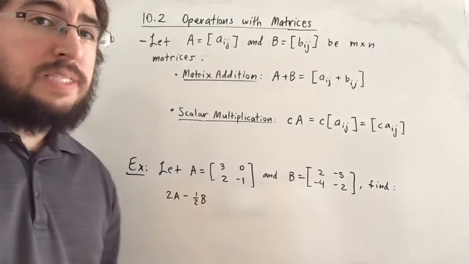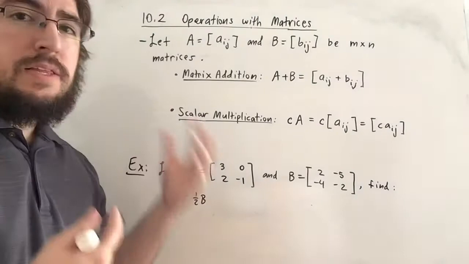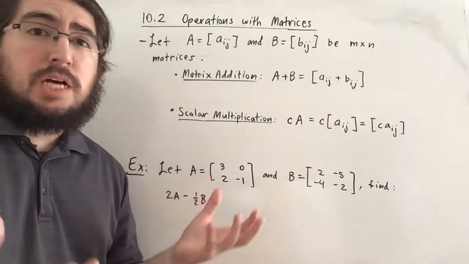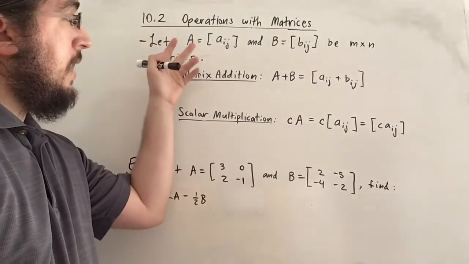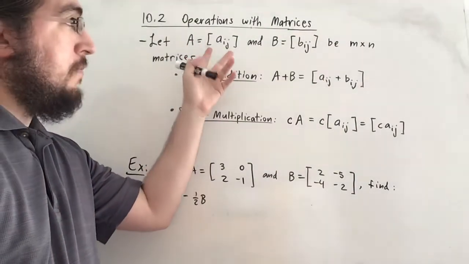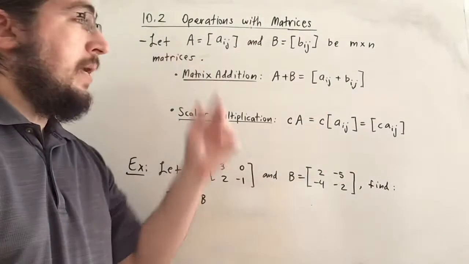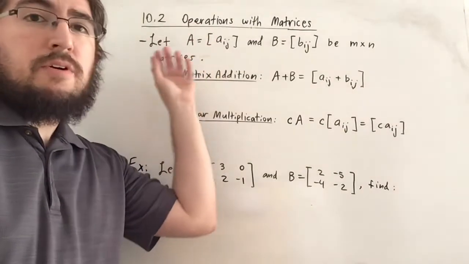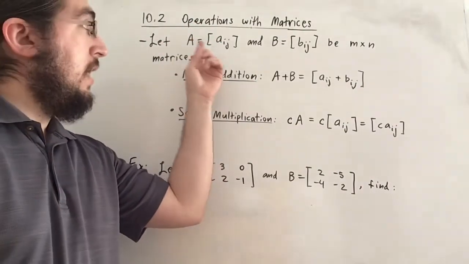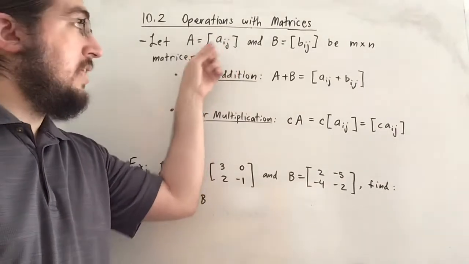Hello everyone, this is chapter 10.2 where we'll be discussing operations with matrices. First I want to get the notation down a little bit, just so it's easier to talk about what the operations do for us. So we're going to let A be [Aij] and B be [Bij], and they are m by n matrices. So basically the general notation for an entry in A is Aij, where i is the row and j is the column that this entry is in.